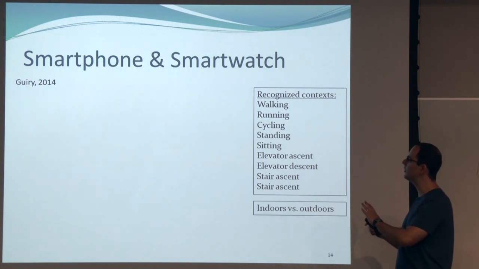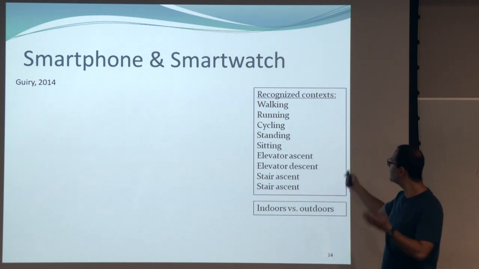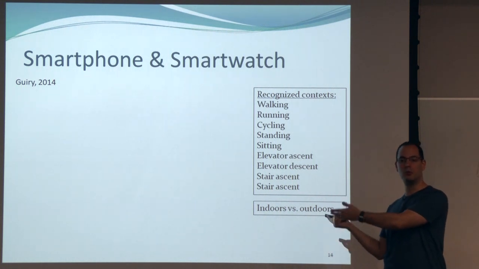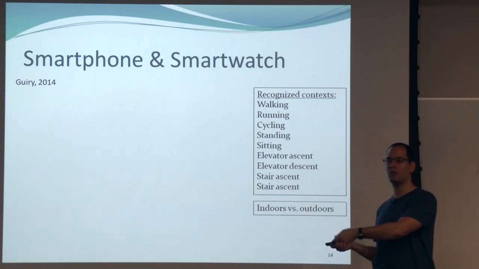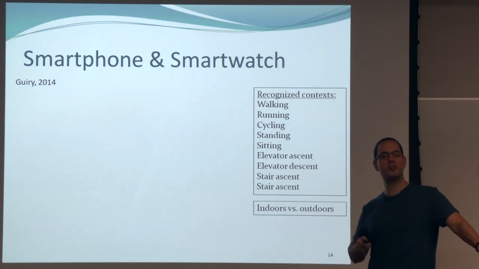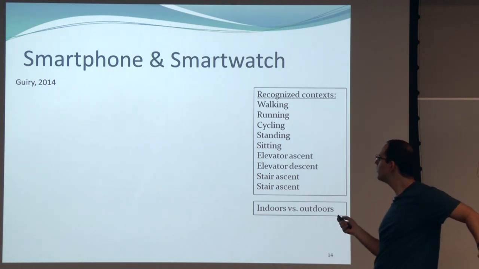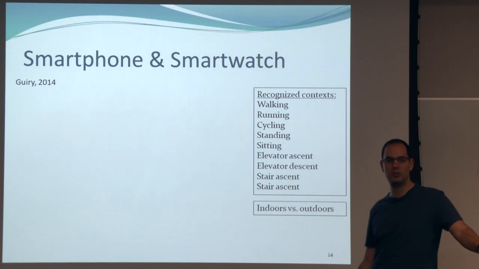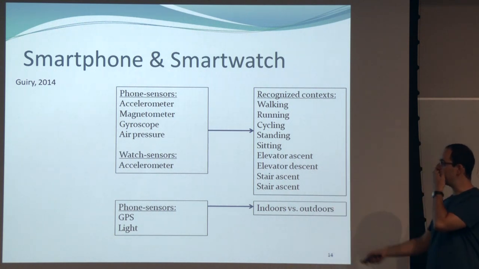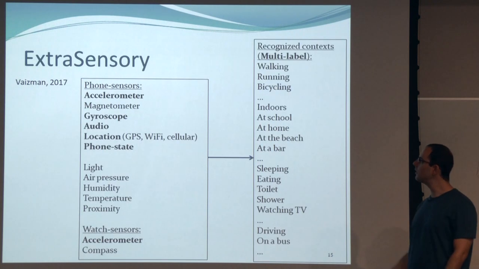Now let's do the opposite exercise. In this work by Guiri, they targeted such activities and also whether the person is indoors versus outdoors. What kind of sensors do you think they used? Sensors that are already built into smartphones and smartwatches. Yep. Accelerometer and GPS. Accelerometer, GPS, right. What else? The microphone, audio, I'm not sure if they used it here, maybe, but that's also available in smartphones. Right, so they used a lot of different sensing modalities. Maybe not microphone in this work, but in this work, yes.